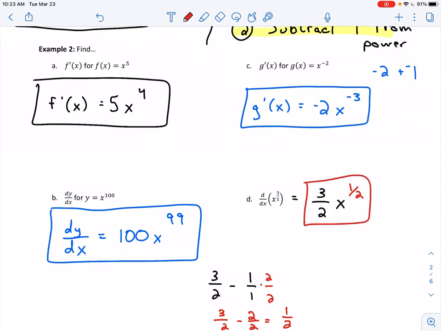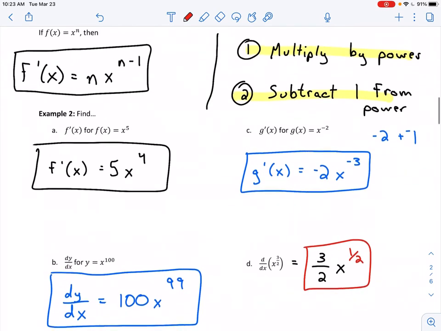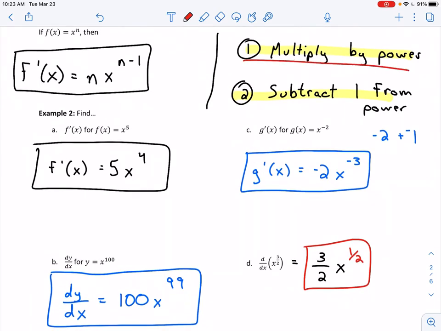So these are really pretty nice cases because for any power function we work with, we can use these two steps of multiply by the power and then subtract 1 from the power. Now, in some cases, we are going to have to do a little bit of clever rewriting in order to utilize the power rule, and I'll show that in our next video.